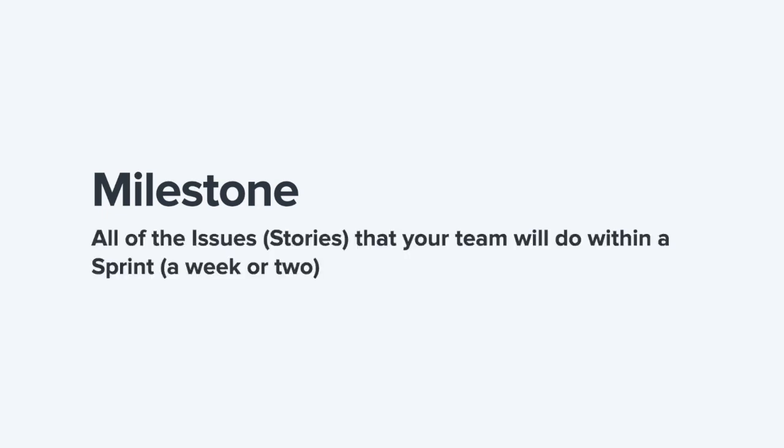So a GitHub milestone is a collection of all of the issues or stories that your team will do within a sprint, which again is just a week or two. A sprint is a milestone, and a milestone is a sprint. Pretty simple, right? Okay, so then what's an epic?